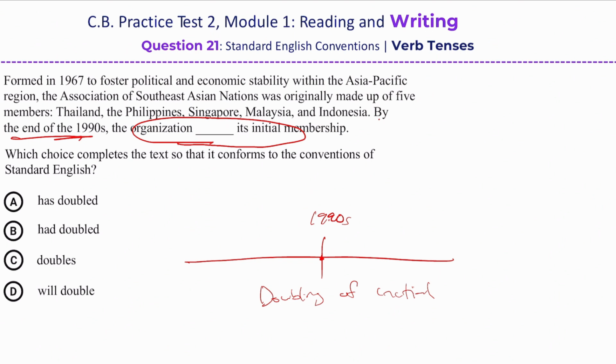So maybe the initial membership increased a little bit here, like in 1972, increased a little bit more here in 1980, and then a little bit more here, here, and here. And it's saying that by the end of the 1990s, right? By the end of the 90s, right? So before the 2000, so by this point, right, the membership doubled. Okay, so this event of doubling the membership occurred before this past point in time, right? So that's why we want to use the past perfect here, had doubled, as opposed to the present perfect. Can you guys see that? Okay, cool. But that's verb tenses, you guys, in a nutshell.